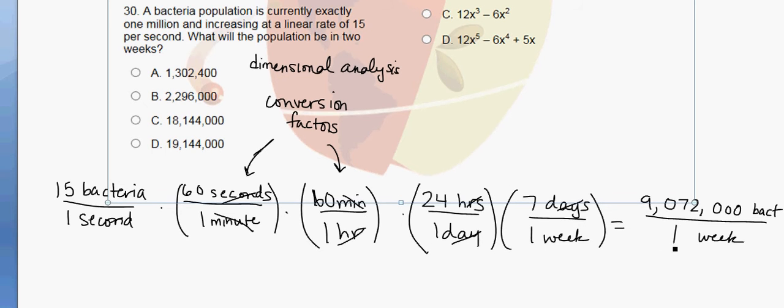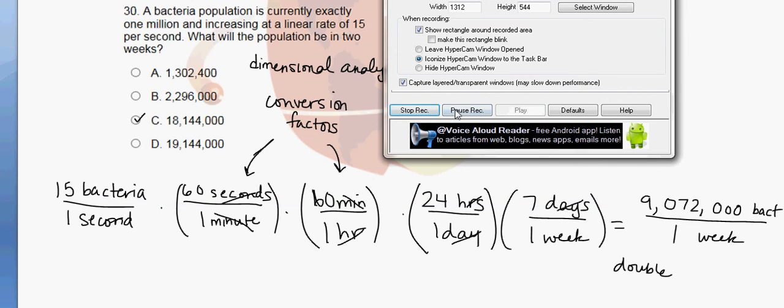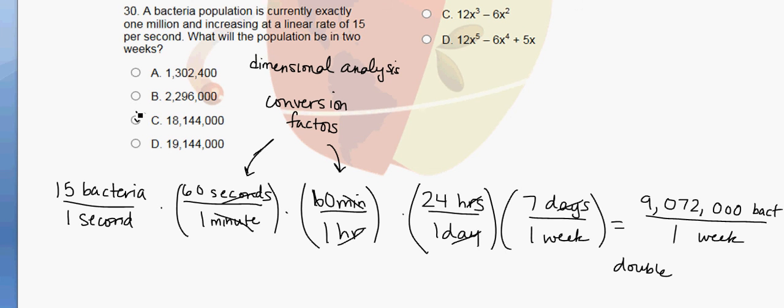So we could just double it to find out how much in 2 weeks. If you double this number, you get part C, 18,144,000. Let's see, why did I write plus 1 million on there? Okay, I've got to pause the video for a second. Sorry, let's pause. Oh, good. Good thing I paused it. This is not right. Okay, so it's not choice C. I fooled myself, I guess, the first time around.